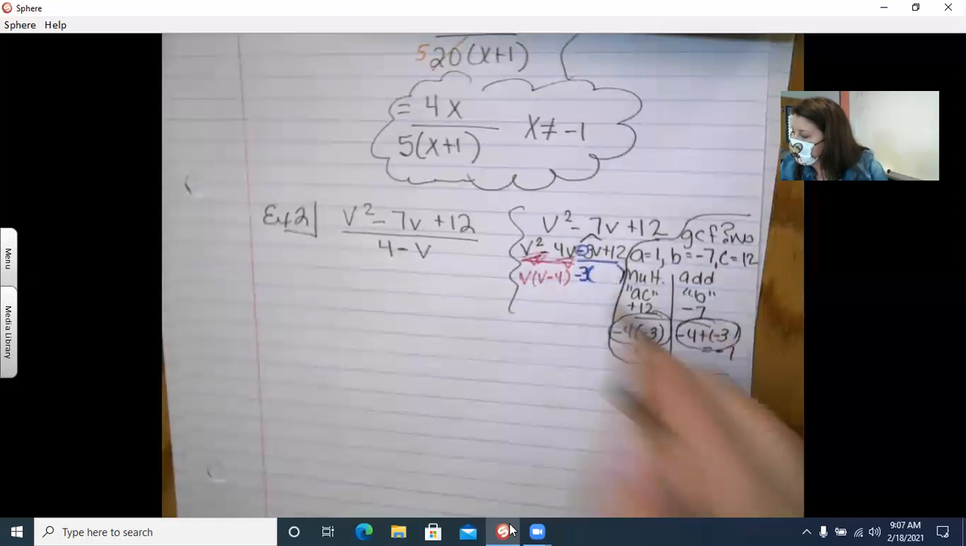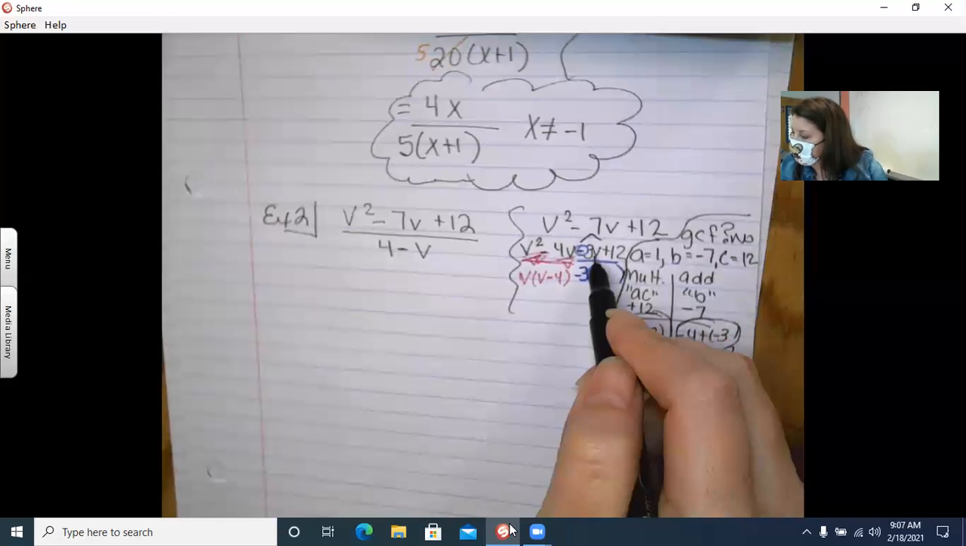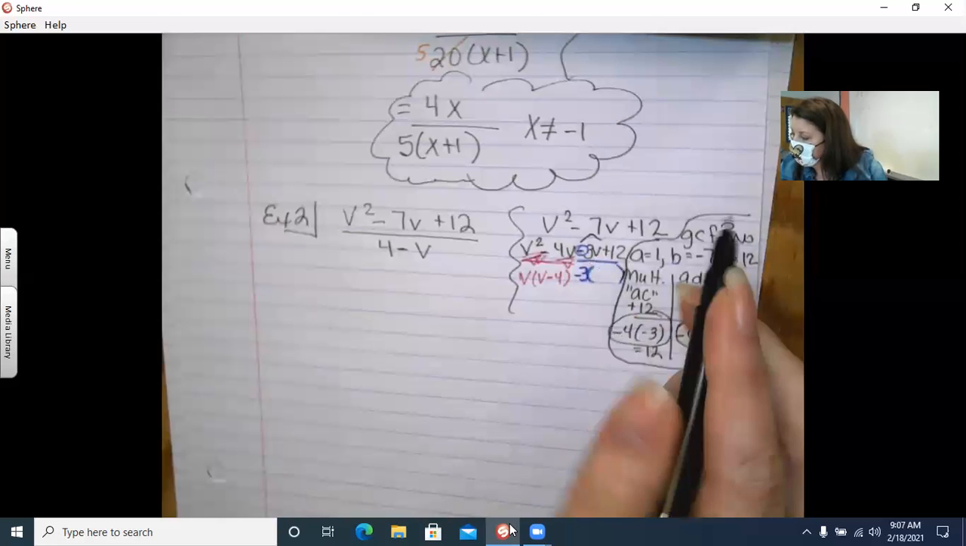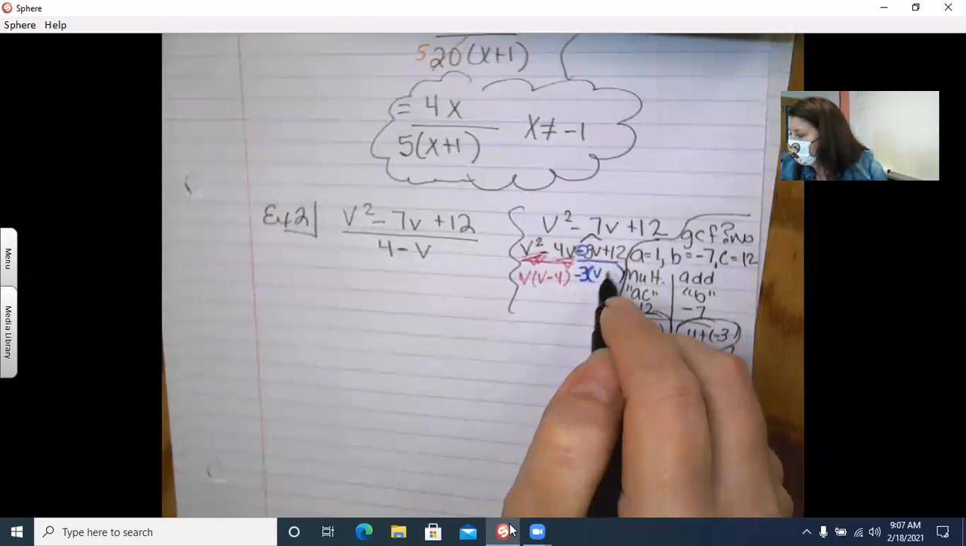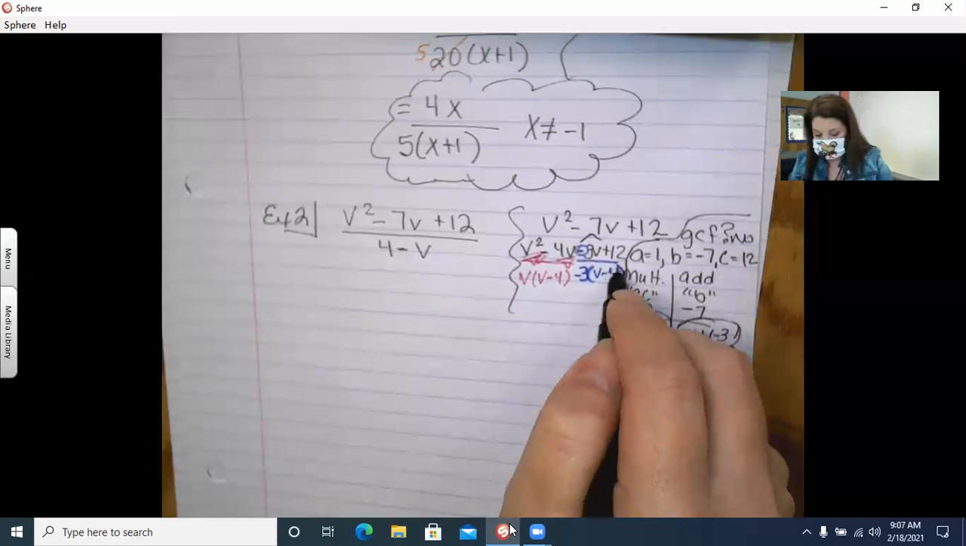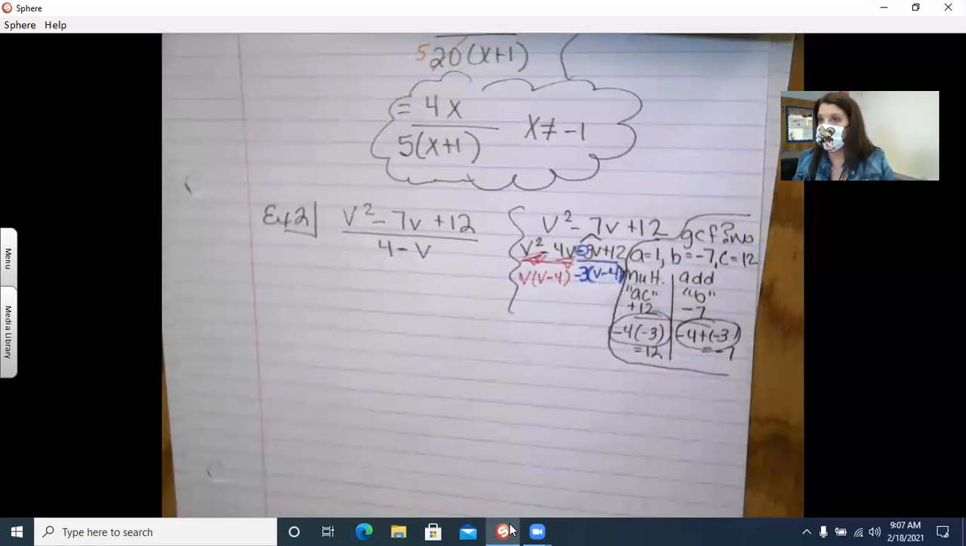So what's negative 3V divided by negative 3? V. What's 12 divided by negative 3? Negative 4. Is what's inside the parentheses identical? So we know this is factorable. If it's not identical, you either did something wrong. If you didn't do something wrong, then it's not factorable. Okay? So once we know it is, make 2 sets of parentheses.